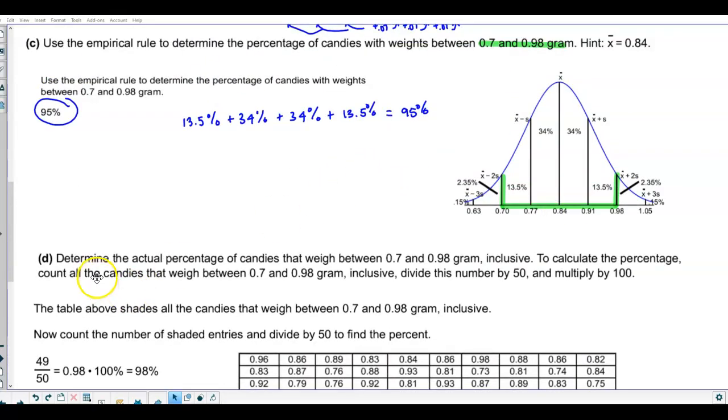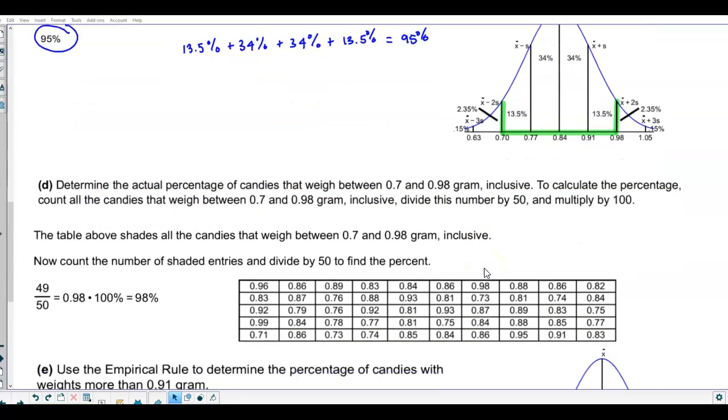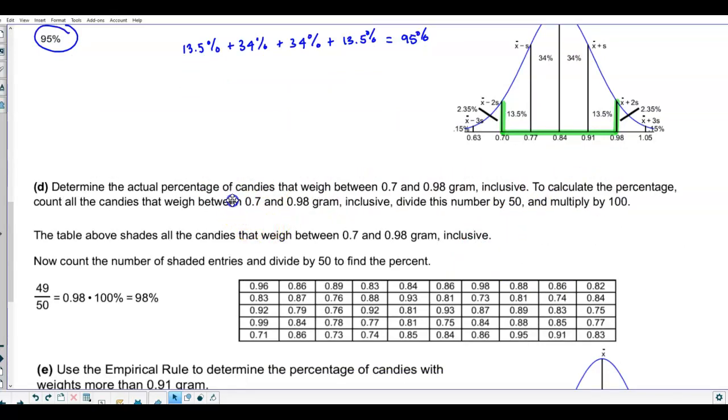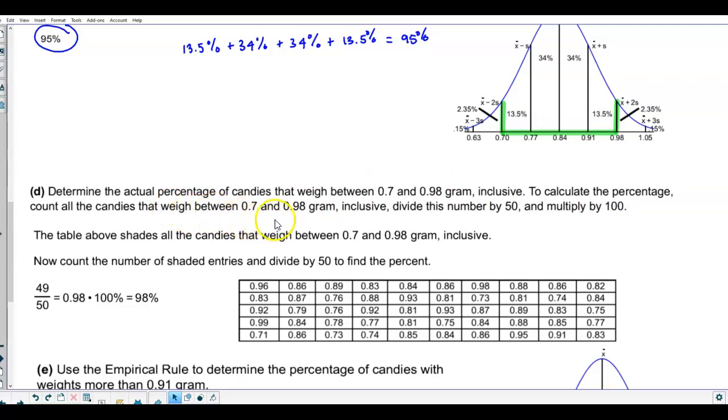Now for part D, it says determine the actual percentage of candies that weigh between 0.7 and 0.98 grams inclusive. To calculate this percentage, what they want us to do is count all the candies that weigh between 0.7 and 0.98 grams inclusive and divide this number by 50. So let's take a look at this. If we count all the numbers, there's only one number, this number, and all of these.